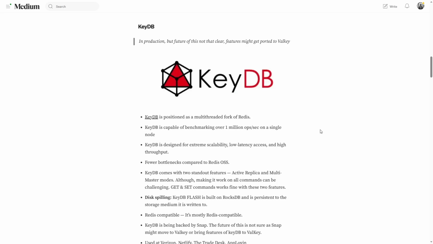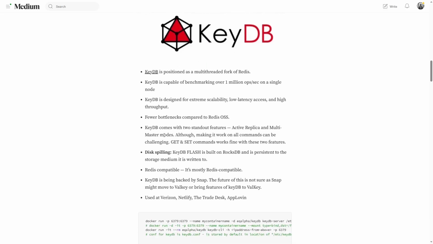and its benchmarks show it can do 1 million operations per second on a single node, which is a very high number compared to what Redis offers. KeyDB was designed for extreme scale, low latency access and high throughput. It has fewer bottlenecks compared to open source Redis. And it comes with two standout features. One is active replica and multi-master mode.